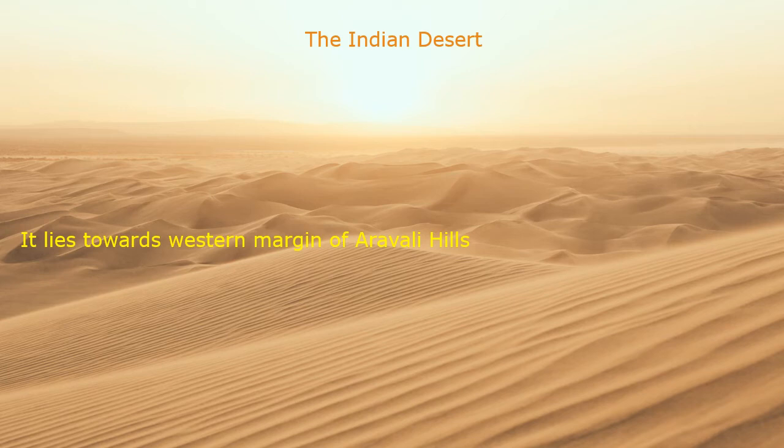So as we said, the desert is a very dry area with very little vegetation and a very high temperature. So here, when we go about the Indian desert, it lies towards the western margin of the Aravalli Hills, touching the two states Rajasthan and Gujarat. The Indian desert is the Thar Desert. It is also called the Great Indian Desert, which ranks 9th among the other deserts area-wise.